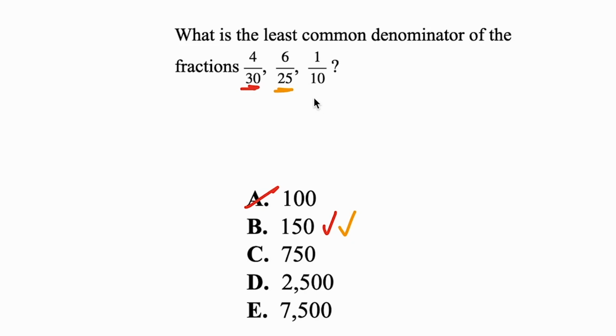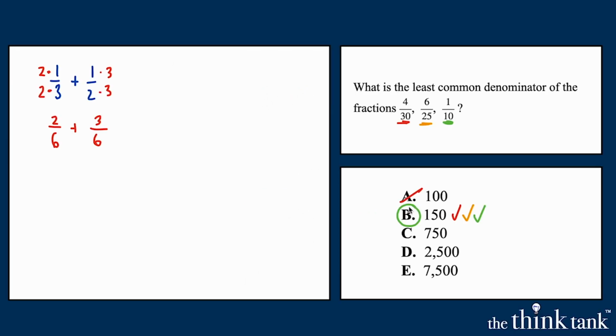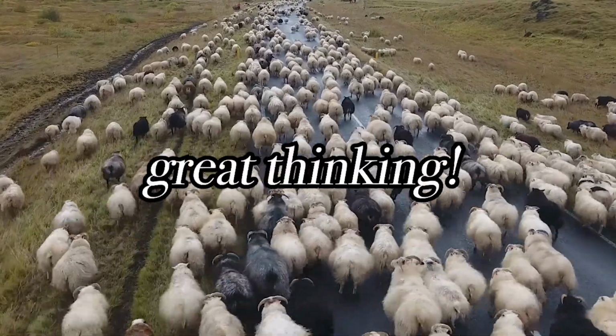Let's change the color again. Does 10 go into 150? Well, that one's a little bit more obvious to see. 150 divided by 10 is 15. That goes in evenly as well. So all three of these numbers go evenly, meaning you get a whole number answer. They all go evenly into 150. So I guess 150 is the least common denominator of 30, 25, and 10. So our answer is B. And if you got that, great thinking.